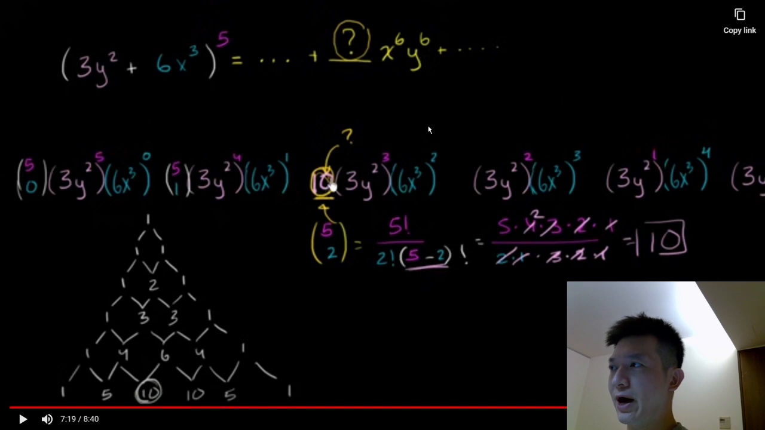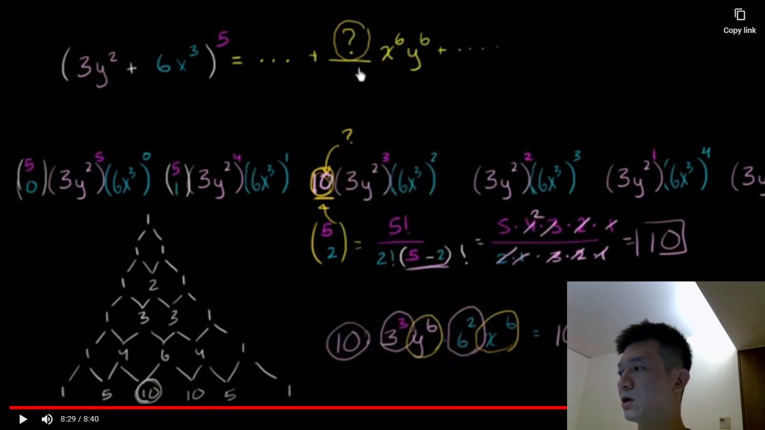So you just have to figure out the middle part, the coefficient for the third term, right? This is 1, 2, 3, the third term. And now you'll see, because this is 10, right, and 3 to the power of 3 is 27. So 10 times 27, and 6 to the power of 2 is 36, and that ends up with 9,720, right? 9,720. We don't have to go over that.